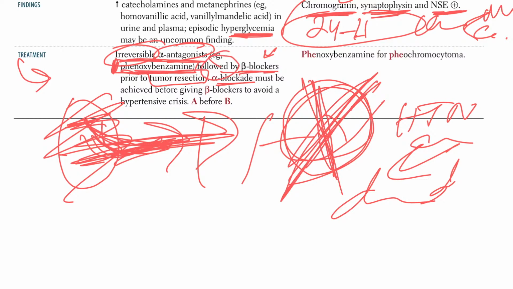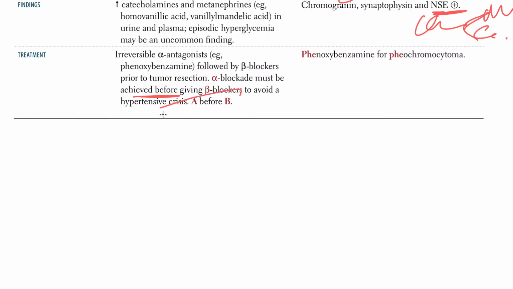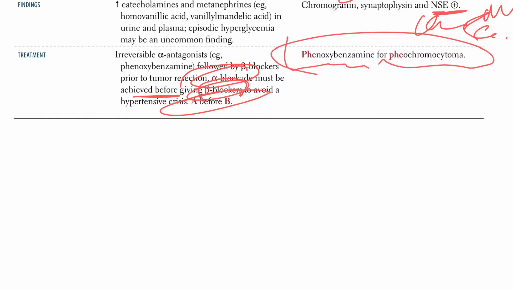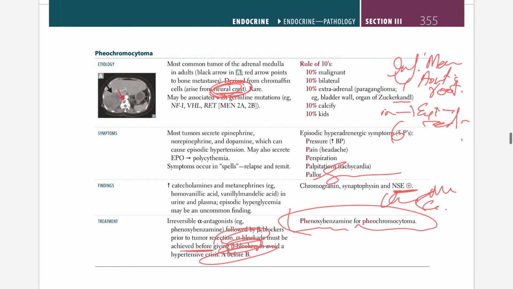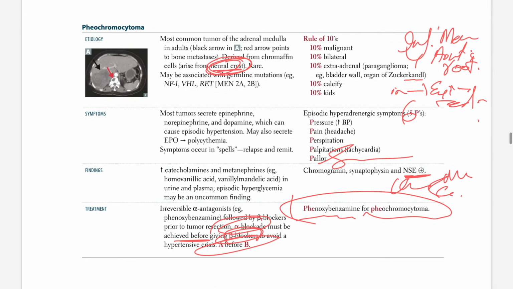Followed by the beta blockade prior to tumor resection. So alpha blockade must be achieved before giving beta blockers to avoid hypertensive crisis. A before B. A is alpha and B is beta. So A before B, alpha blockade first, beta blockade later. Phenoxybenzamine for pheochromocytoma, and that is also important, okay? With that, we are good to go for pheochromocytoma. Let's just quickly revise it.